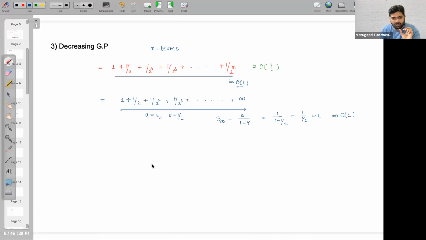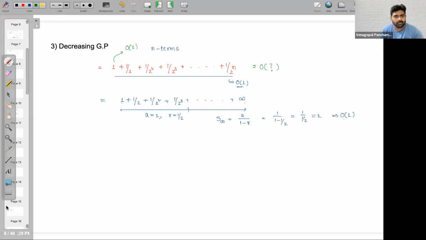I don't know whether everyone understood or not, so I'll explain again, friends. The infinite terms itself is taking constant. Then these are only a few terms, because these are n terms. Infinite means so much is there. Then definitely this also you can write order of 1. Okay. So if it is a decreasing GP, then whatever is the first term, you can take and put it inside this big O.